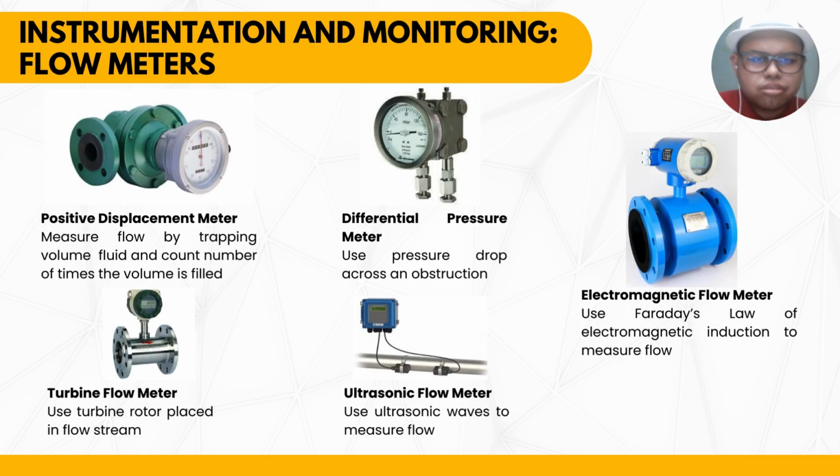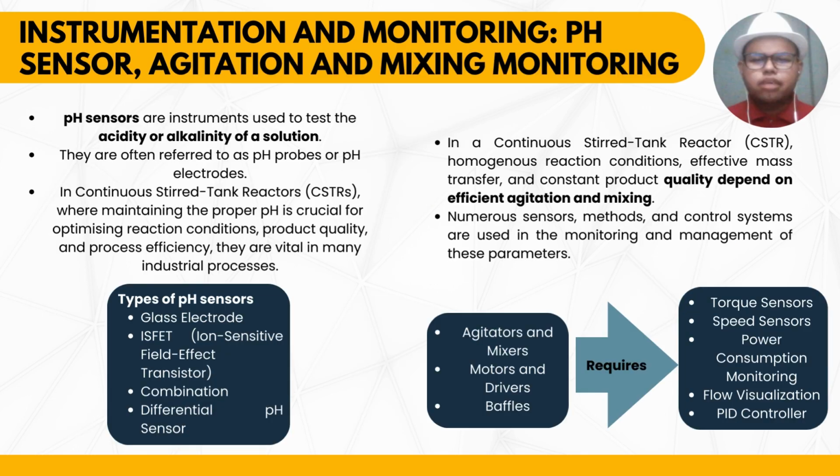Next are flow meters. There are 5 types of flow meters, which are positive displacement meter, turbine meter, differential pressure meter, ultrasonic flow meter, and electromagnetic flow meter. Next is the pH sensor and agitation and mixing monitoring. It is advisable to put a pH sensor if the reaction required must be maintained at a certain pH. Agitation and mixing monitoring is required to maintain the speed and power consumption of agitators or baffles.